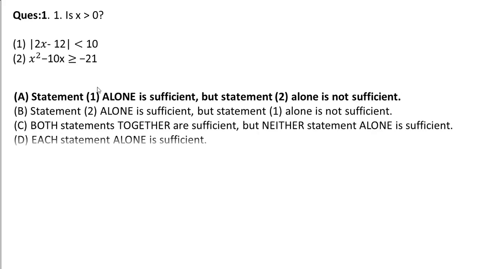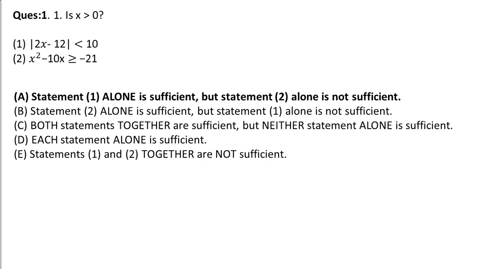So the answer to the question is option choice A. Statement 1 alone is sufficient to answer the question, but statement 2 alone is not sufficient to answer the question.